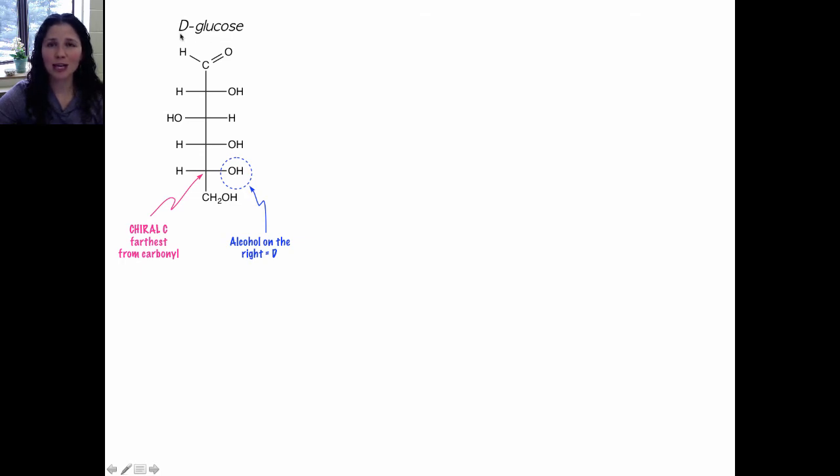It's important for you to be able to identify D and L sugars. If we're asked to draw L-glucose, notice that the name here is exactly the same except for the D or L part. So L-glucose is the exact mirror image of D-glucose.